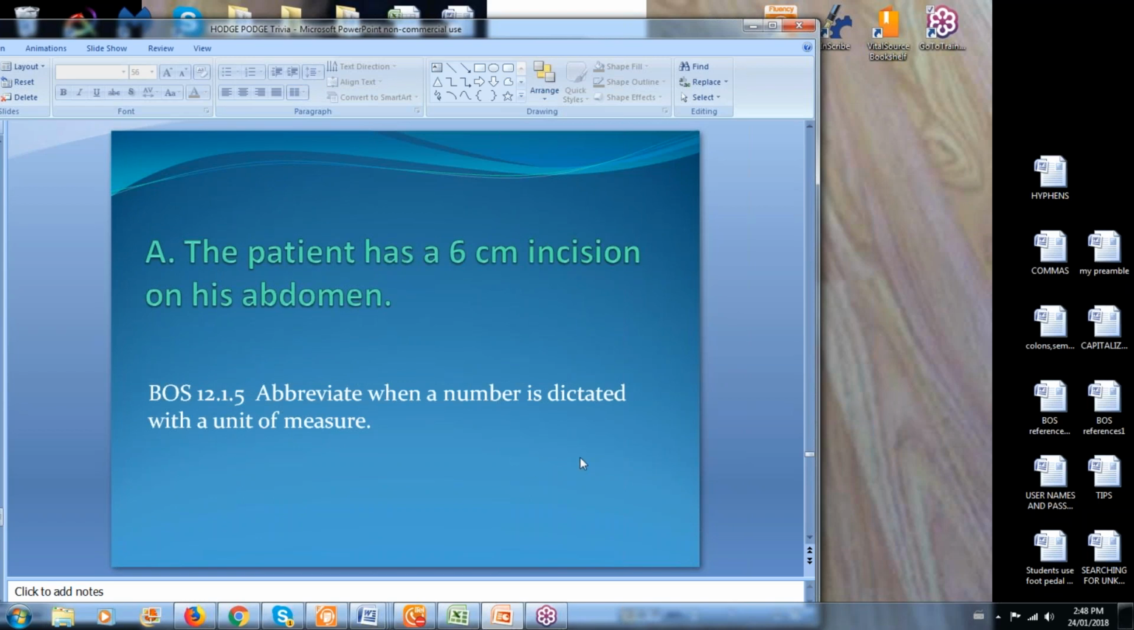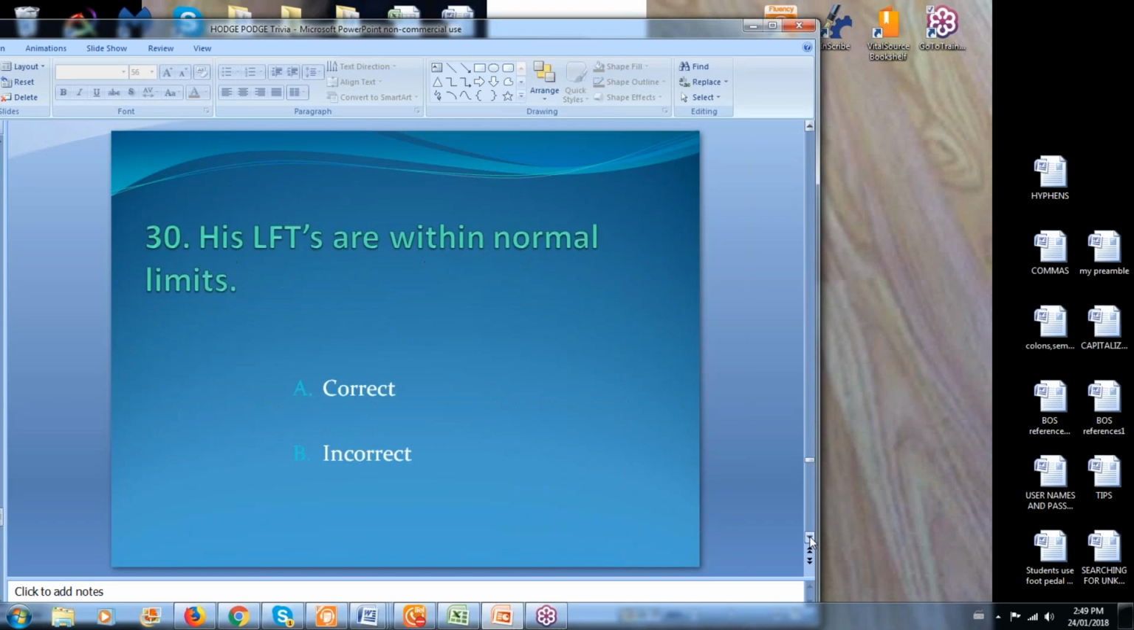12.1.5, abbreviate when a number is dictated with the unit of measure. So always remember that. If there's a number dictated with it, then it'll always be an abbreviation. If they just say, oh, his incision was a few centimeters from his left sternal border or something like that, then you would type out centimeters because the number wasn't dictated. Okay, his LFTs are within normal limits. Is that correct or incorrect?